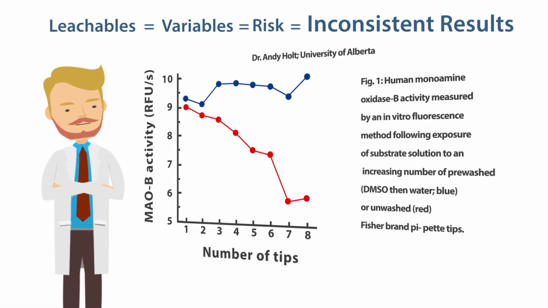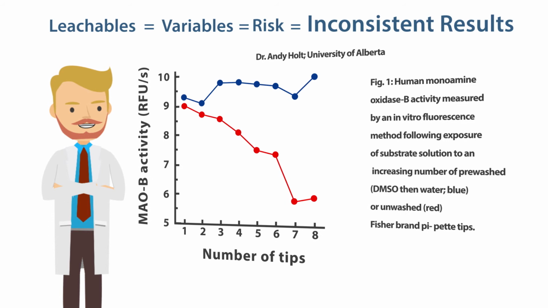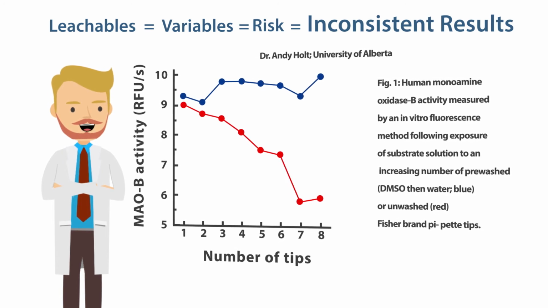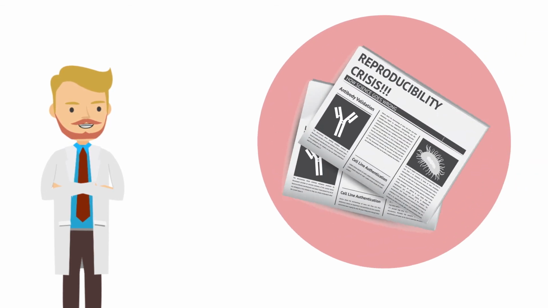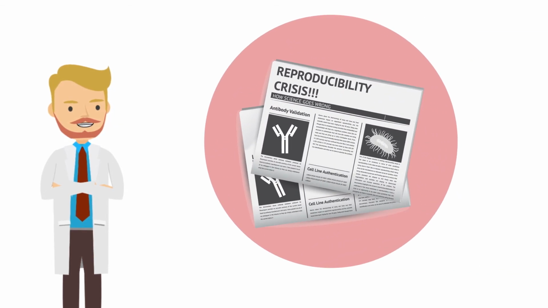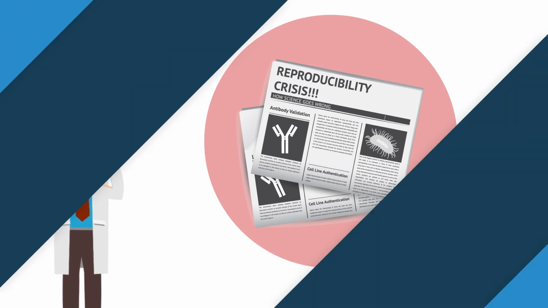In short, leachables introduce inconsistency, uncertainty, and variability into your experiments. You've probably heard about the reproducibility crisis in the life sciences. Why take chances with yet another variable to control?